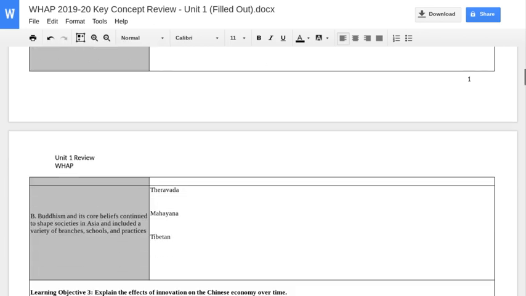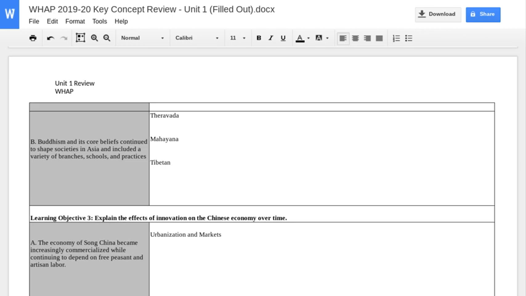Going down to B, you need to know the three branches of Buddhism and how they shape societies. The three branches are Theravada, Mahayana, and Tibetan. You need to be able to recognize the differences between those three. So just focus on that. Anything else, if we get back in class, we'll focus on there.